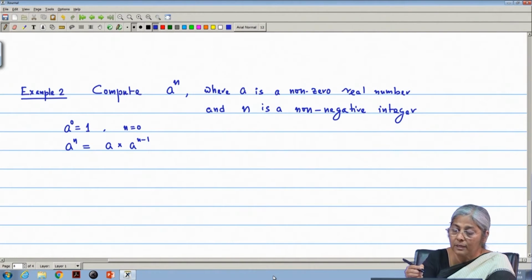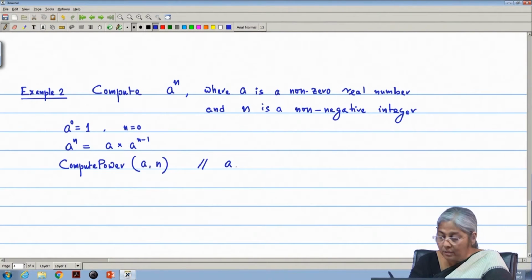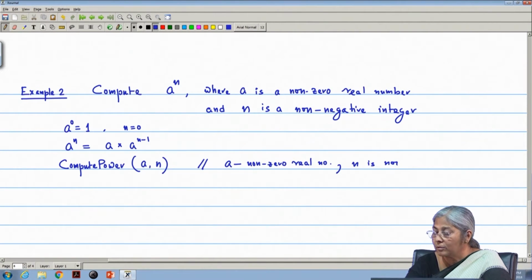So, in a very simple way, I give the name of that function as compute power, and my inputs are a, n, where a is a non-zero real number and n is a non-negative integer.